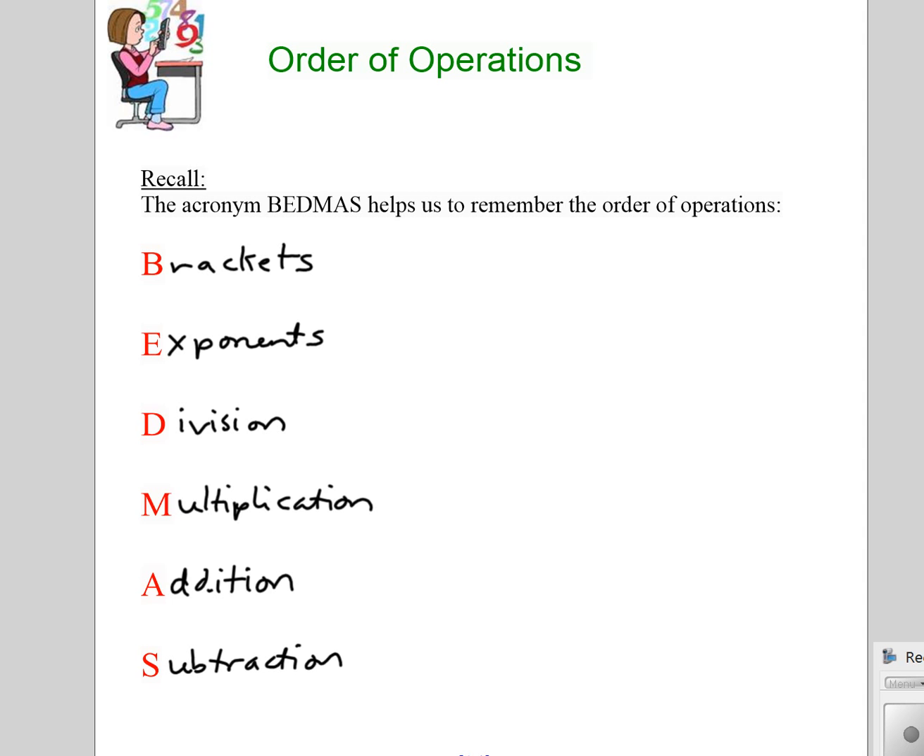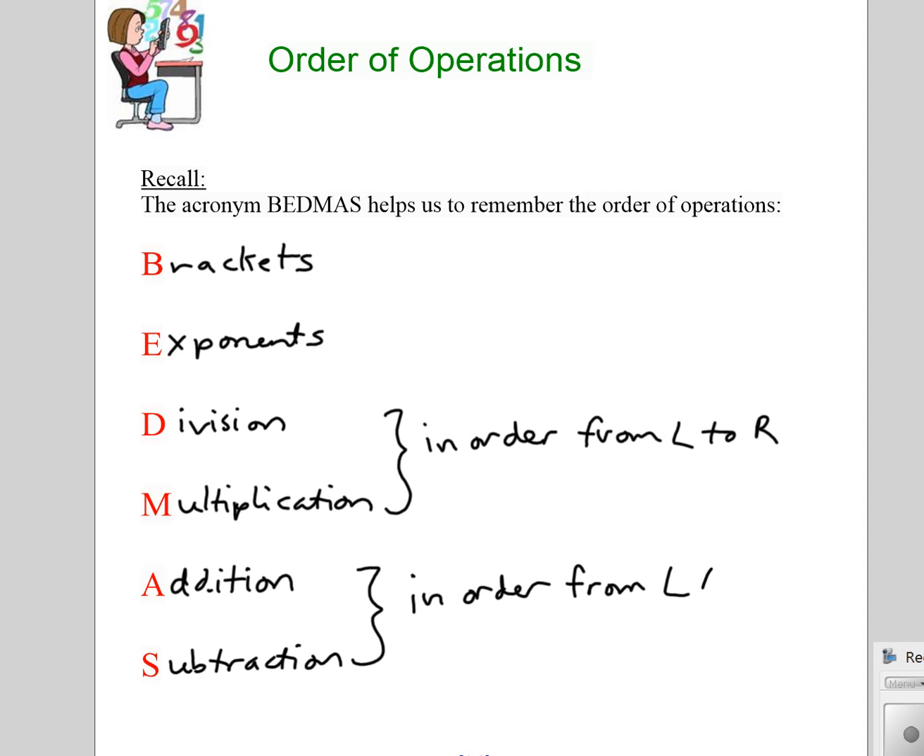One thing to always remember with BEDMAS is that division is not more important than multiplication. They are equal. You do them in the order they occur, so in order from left to right. So if division happens to come first, you divide first. But if multiplication happens to come first, you multiply first. It's exactly the same for addition and subtraction. You do them in the order that they occur from left to right. So you don't always add before subtracting. You do whichever one comes first from left to right.